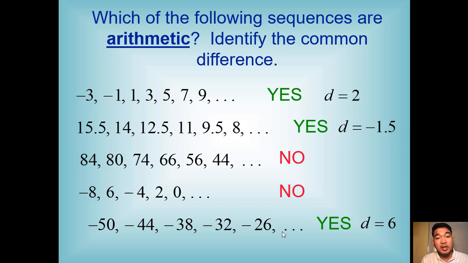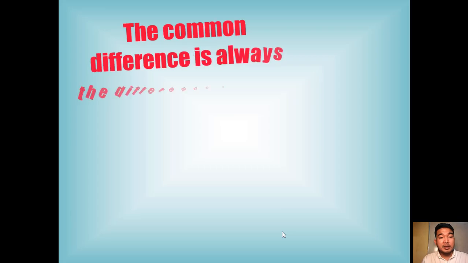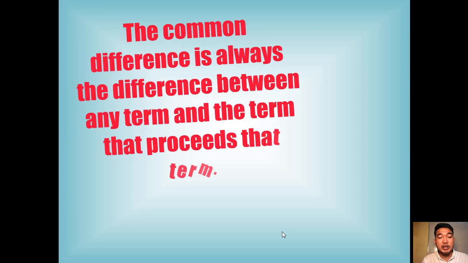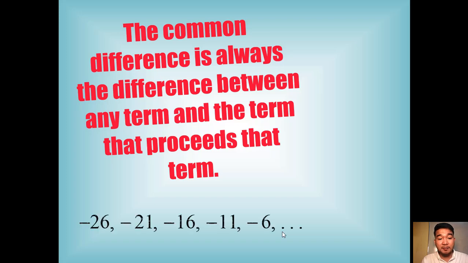So that is how we can identify whether the given sequence is arithmetic or not. We just have to look into whether any two consecutive numbers have a common difference. The common difference is always the difference between any term and the term that precedes it. So, suppose that we have negative 26, negative 21, negative 16, negative 11, negative 6. It is an arithmetic sequence with a common difference of 5.